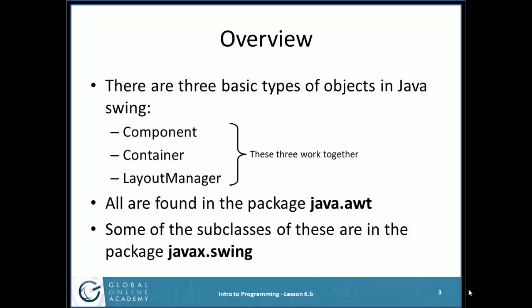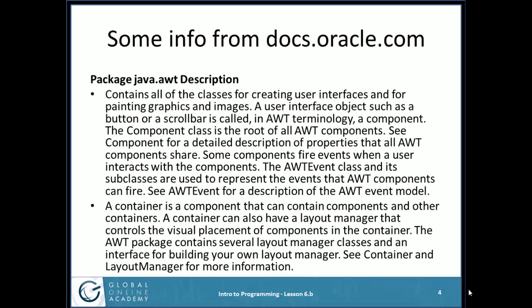So here's the overview. There are three basic types of objects in Java Swing. There are components, there are containers, and there are layout managers, and these three work together. All of these are found in the package java.awt, for abstract Windows tools, but some of the subclasses of these classes are found in the package javax.swing. So when you import classes in Eclipse, sometimes you'll be importing from java.awt, sometimes from javax.swing.